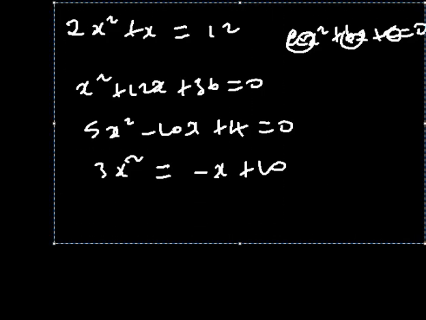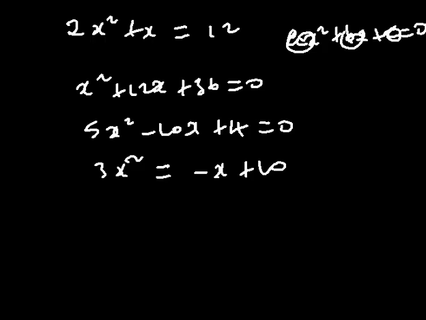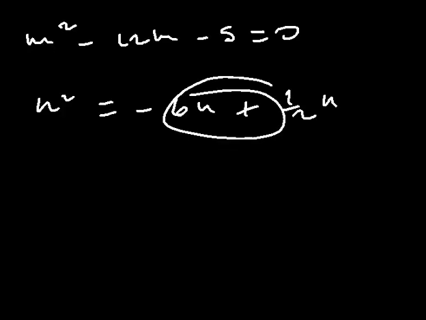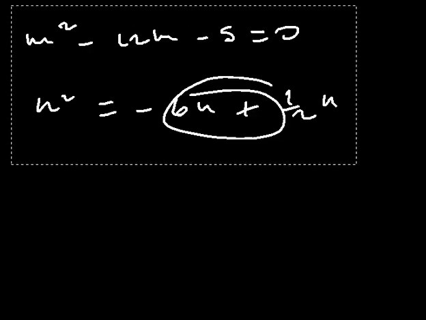And also, what if we have something about this? Let's say m squared minus 12m minus 5 is equal to 0. How should you have that one? Let's say n squared is equal to negative 6n plus half n. So how should you have this using the quadratic formula?